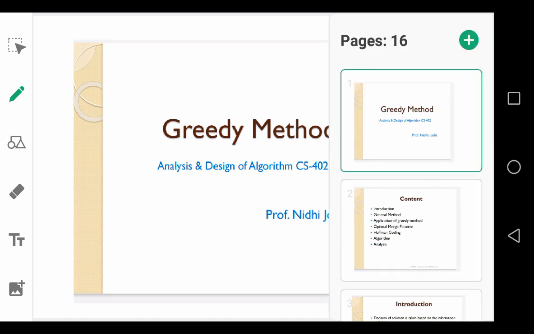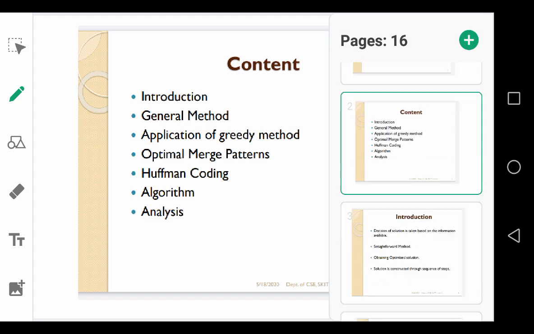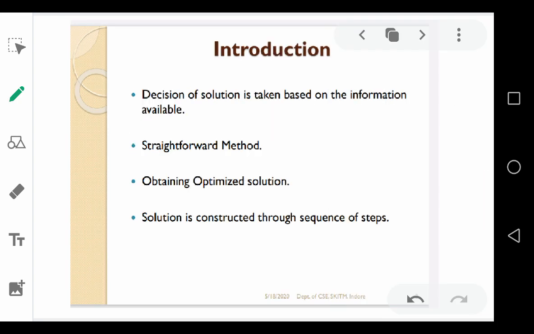In today's session I am going to discuss what a greedy method is, applications of greedy method, and optimal merge pattern. The next part, that is the Huffman coding algorithm and analysis, I will be covering in my next presentation. So let us start with what a greedy method is.